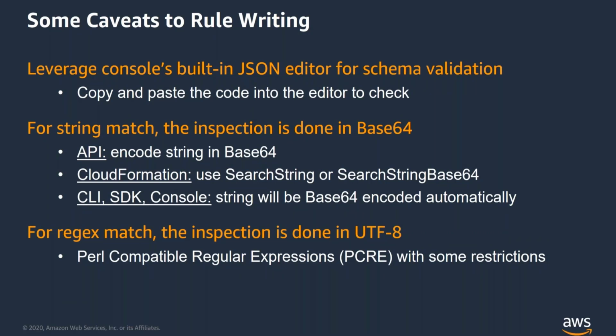So here are some caveats to rule writing before you get started. First, try to leverage the console's built-in JSON editor for quick schema validation. Copy and paste the code into the editor to check. For string match, the inspection is primarily done in base64, and depending on which method you are using to use our service, you may need to encode the string in base64 before, or provide the string as it is. For regex match, the inspection is done in UTF-8, and we use Perl compatible regular expressions with some restrictions around it.